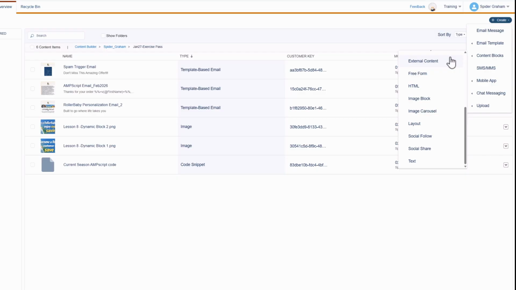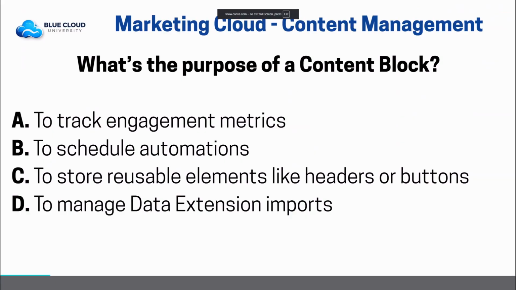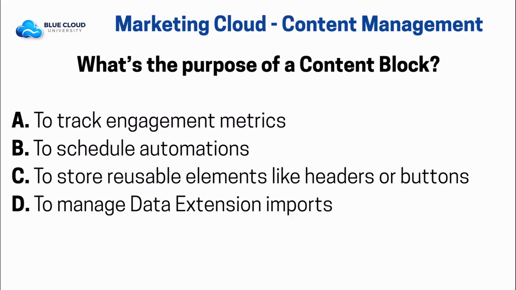Now that we've explored that, let's go back and look at our answers. The first answer is saying we could use content blocks to track engagement metrics. No, we can't. Engagement metrics have a lot to do with how people interact with our content after we send emails or SMS text messages out to them, and it has nothing to do with content blocks in this context. So guess what? No, that is not a good answer. We're going to say no, not to track engagement metrics.